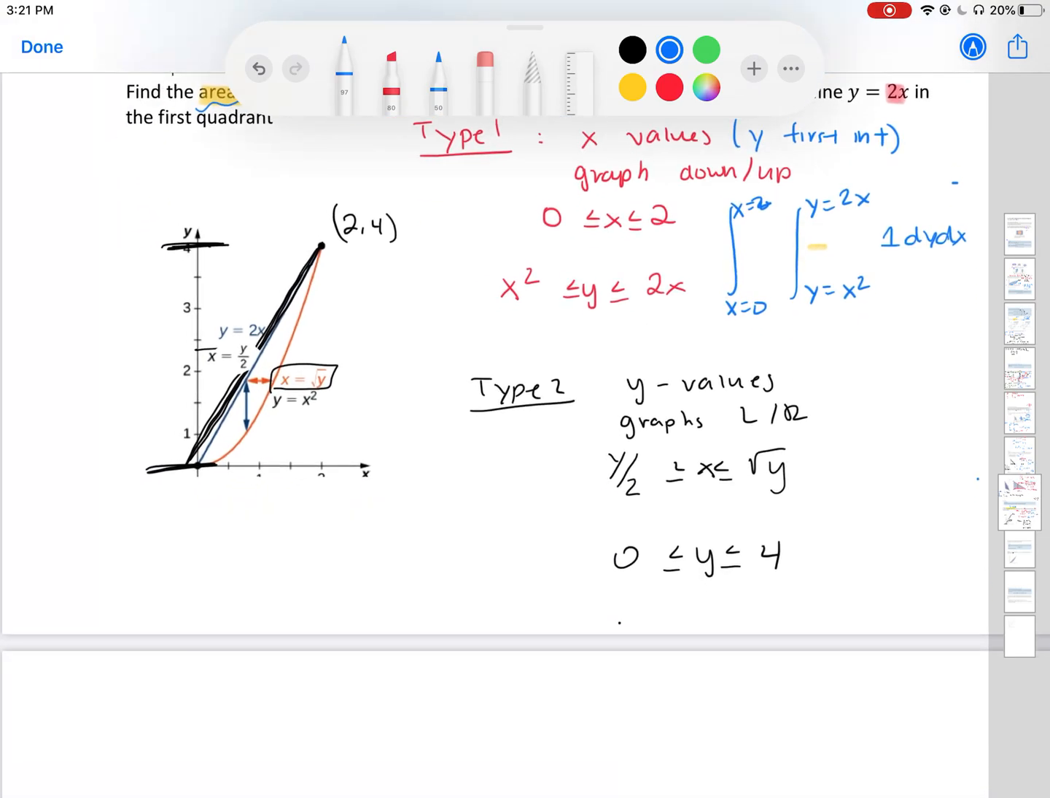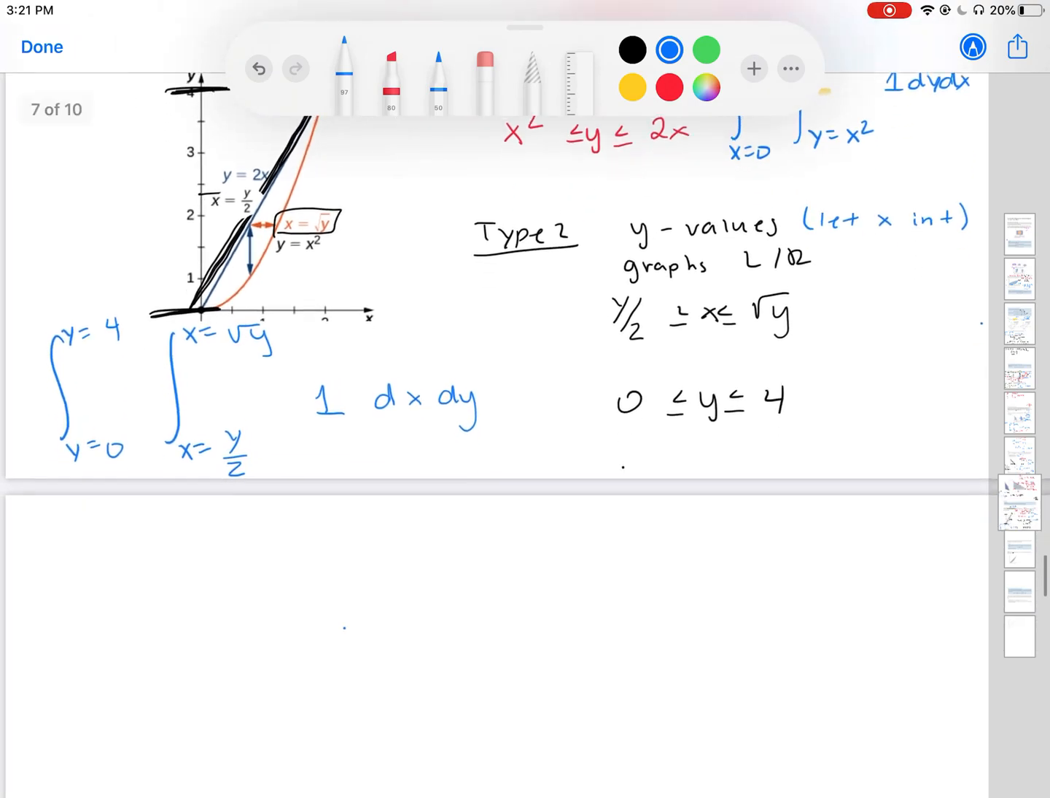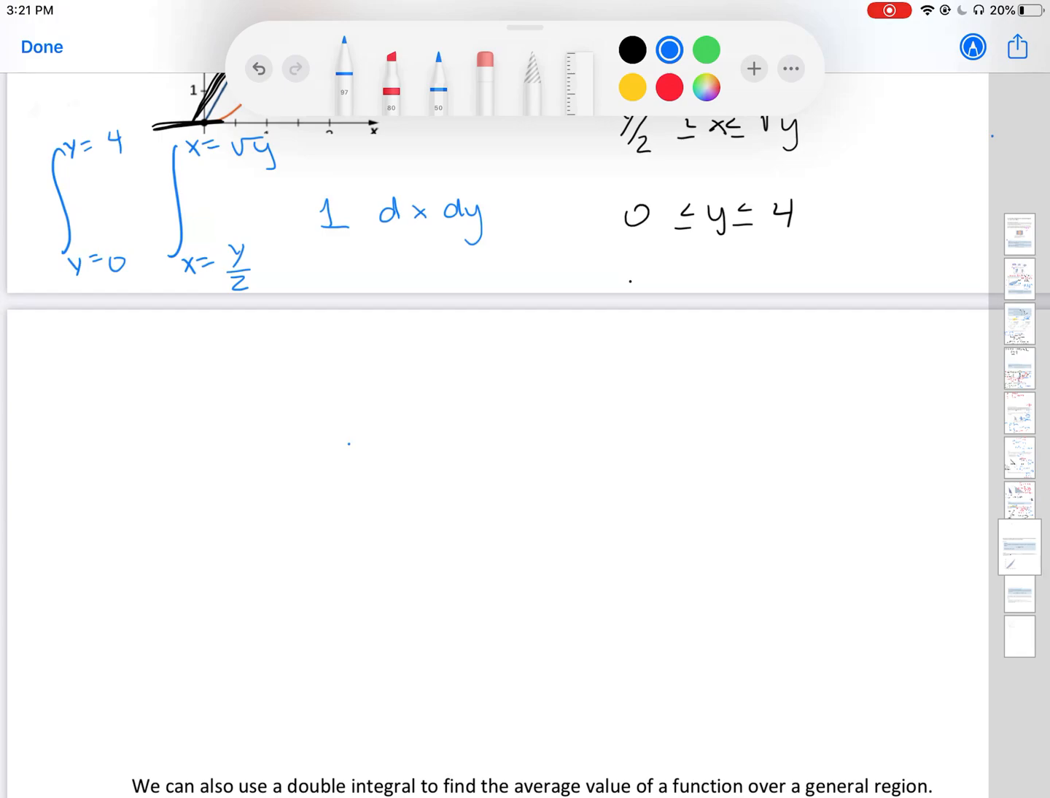Now type 2, we're integrating in terms of y, so then you let x be first when you're integrating. X is equal to square root of y to y over 2. And y is from 4 to 0. Because it's the area, we're integrating over 1, dx dy. All right, so then you go ahead and work out this integration. It's not so bad. Your answer should be 4 over 3.